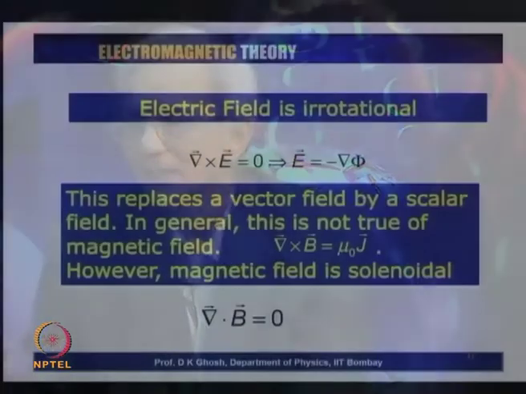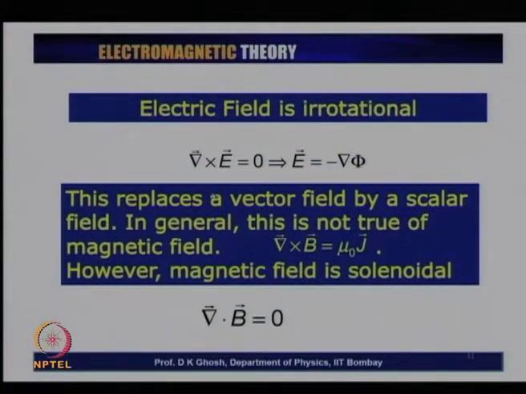With this, let me now go over to the discussion of magnetic potential. Now, remember that the electric field was irrotational. As a result, the del cross of E was equal to 0. That enabled us to define a scalar potential, E equal to minus gradient of phi.